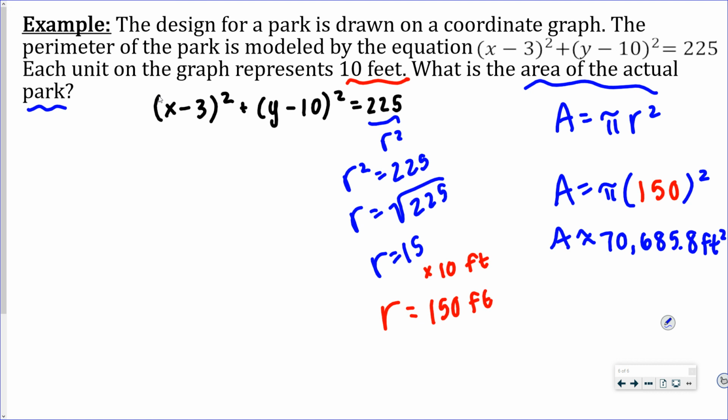And I'm guessing the reason why is because then you're not timesing pi by 10. You know what I mean? You're only doing the radius, which is what represents the 10 feet. Okay. So that'd be my answer. Feet squared.